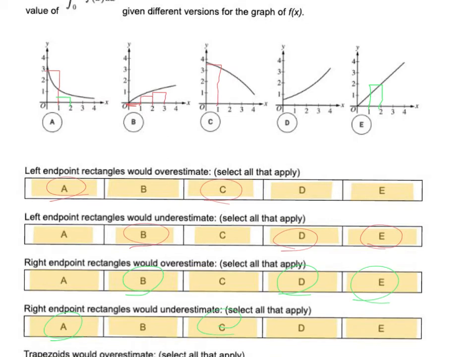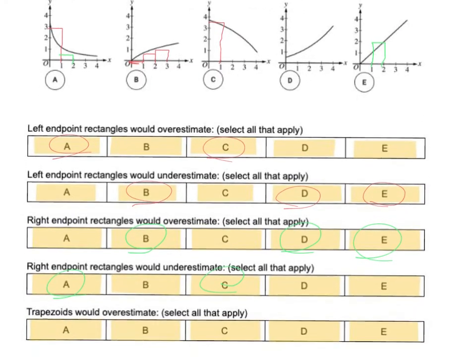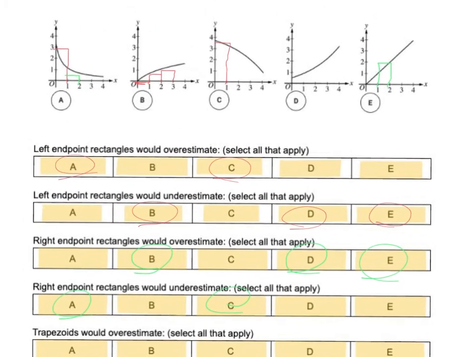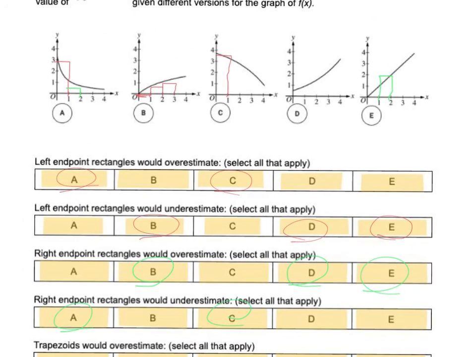And then lastly, we have trapezoids. And with trapezoids, remember that the rule is the trapezoid's overestimate versus underestimate is based on whether the function is concave up or concave down. So let's look at a little bit of a picture here. Let's get rid of some of our rectangles.